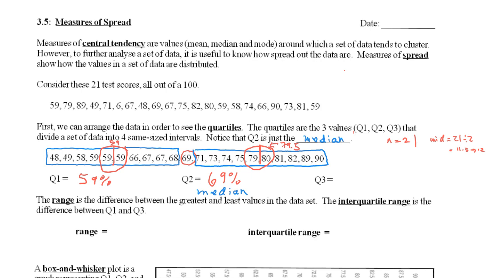So this is what we call Q3, and this is 79.5%. So that's interesting. Now, we also know that this is the smallest number, and this number here at the top is the biggest number, right?